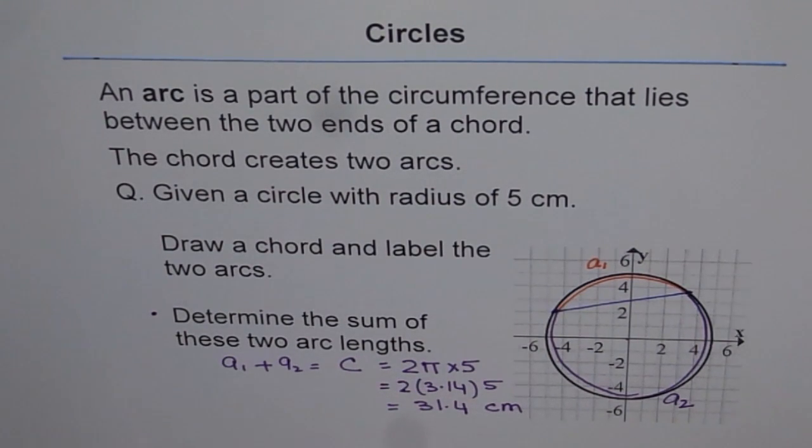So when you draw a chord in any circle, that is how we understand an arc. Every chord divides the circumference into two arcs of lengths A1 and A2, and their sum is always equal to the circumference, or the perimeter, of the given circle.